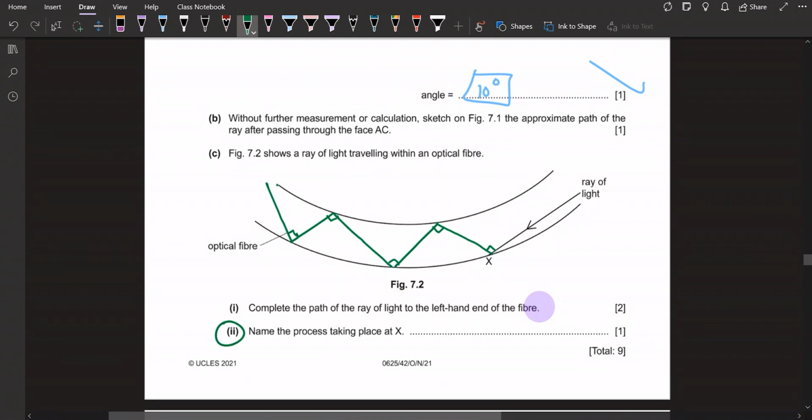Part 2 says name the process taking place at X. I just told you that it's total internal reflection. And we are done with question number 7.